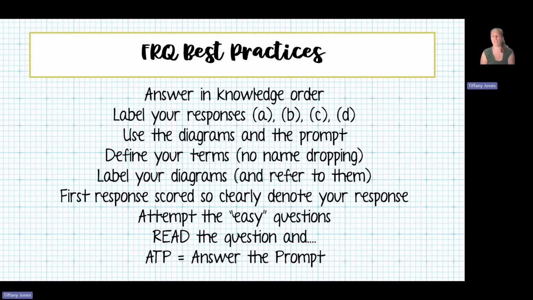And then also read the questions. Sometimes y'all get so into writing your response that you forget what you were supposed to be answering. So make sure that you answer the prompt.